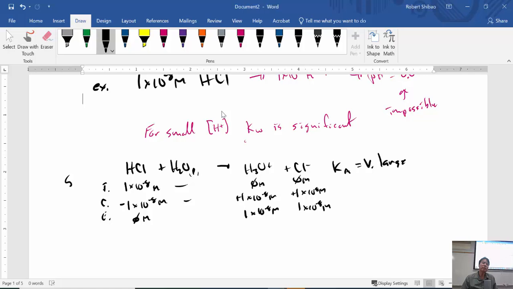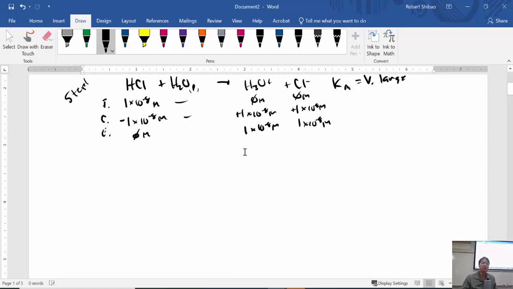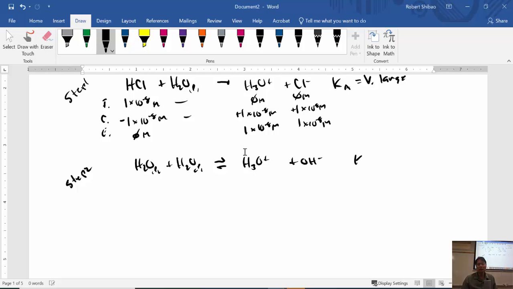So what we do is we break this up into 2 steps. Step 1 is the acid, and then step 2 we do Kw here. And that is, we'll have H2O liquid plus H2O liquid going to H3O plus plus hydroxide. Now Kw for this at 25 degrees C is 1.0 times 10 to the minus 14. So we have the number there.